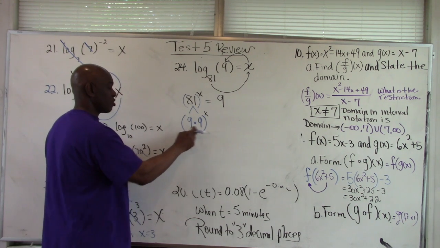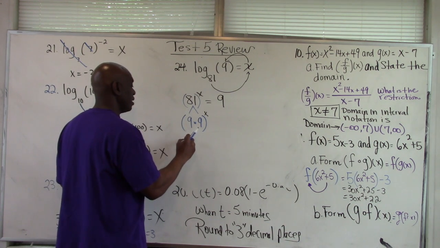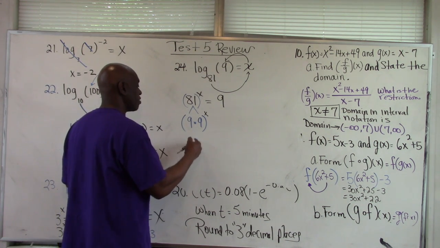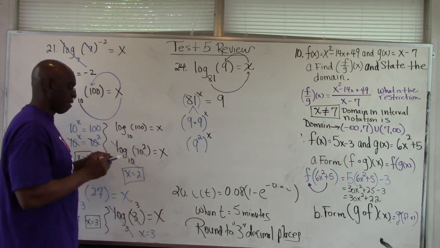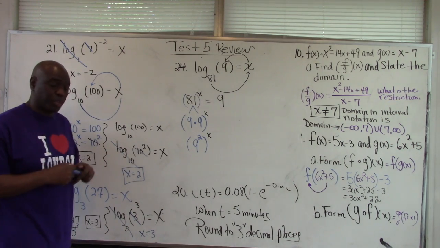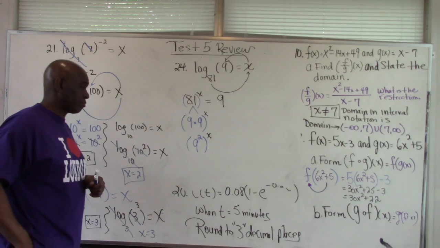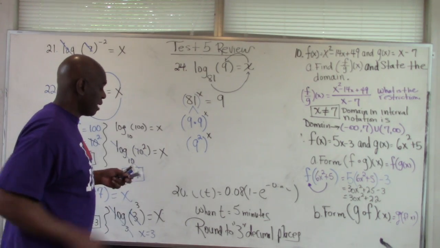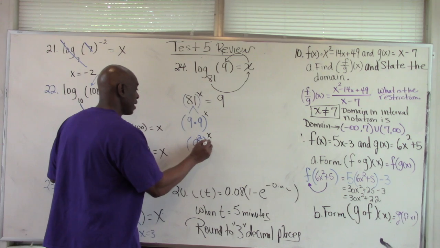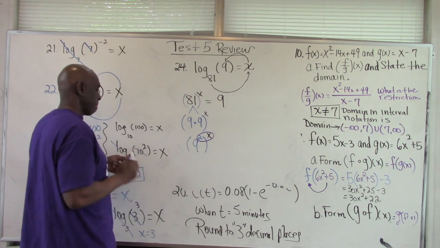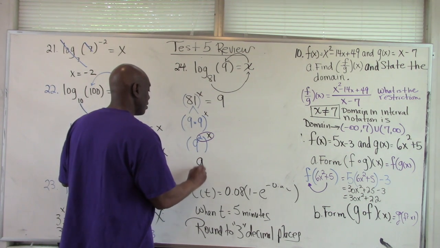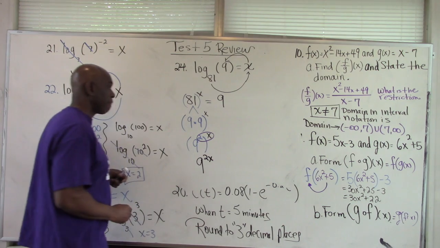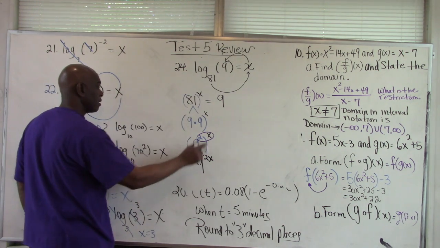How many 9s are present? 2 of them. So this means that we're going to have 9 squared, bring down the x. And then we multiply the 2 times the x. So in essence, we're going to have 9 to the 2x. And that's all on this one side.